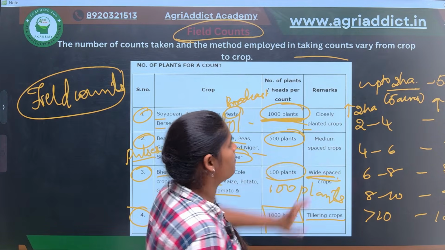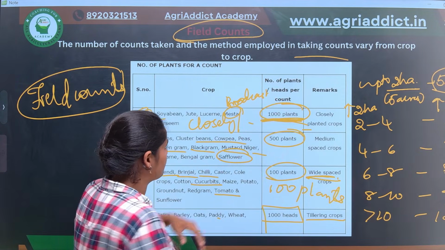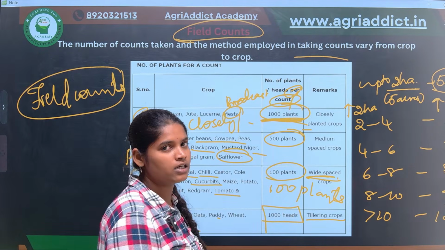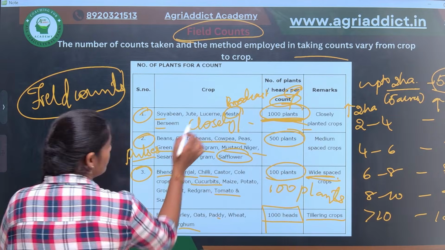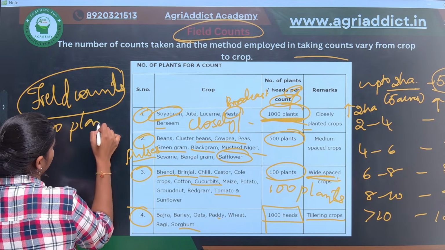Minimum, for example, 5 counts. This is for 1 count I am doing, right? Minimum number per count, that is, the minimum number of plants or heads to be inspected per count. That means we have 1000 plants here, in the case of soybean, I am telling.